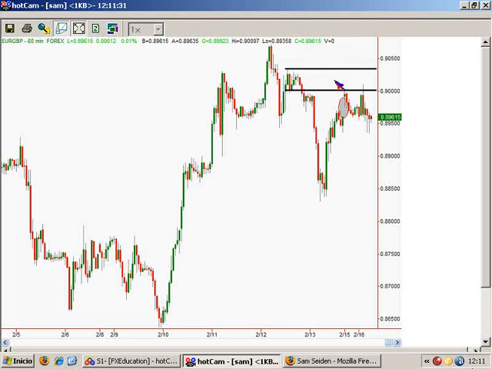We are creating a supply zone. Anytime you hear me use the words demand or supply, I'm simply interchanging those for the words support and resistance, okay? And we're putting two lines around this area here. The reason we're doing that is to create a zone of supply. The bottom line and the top line create that supply zone.